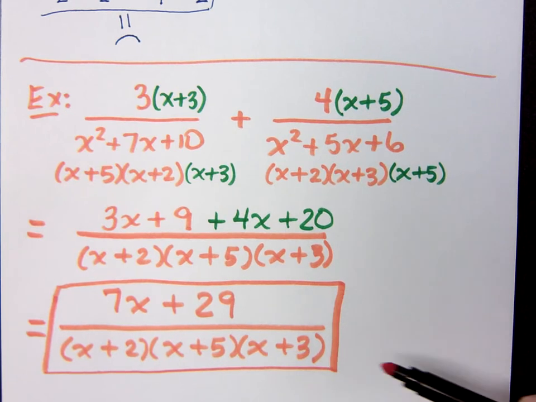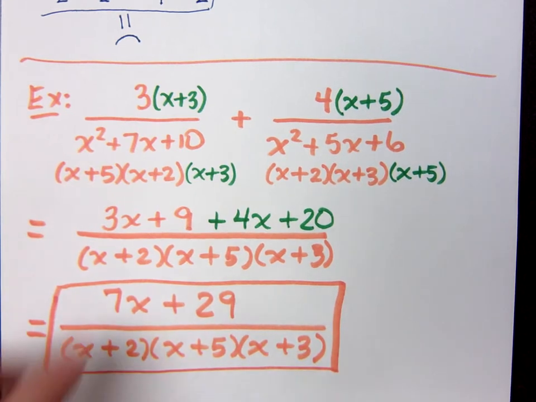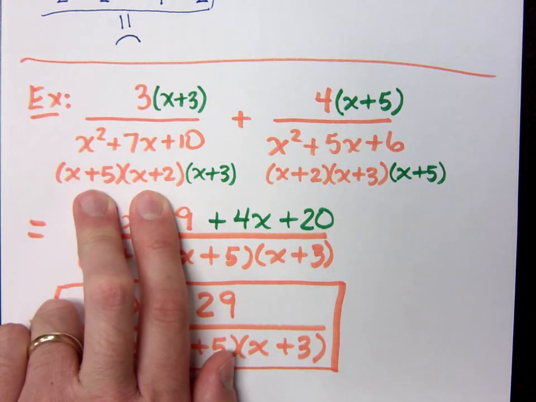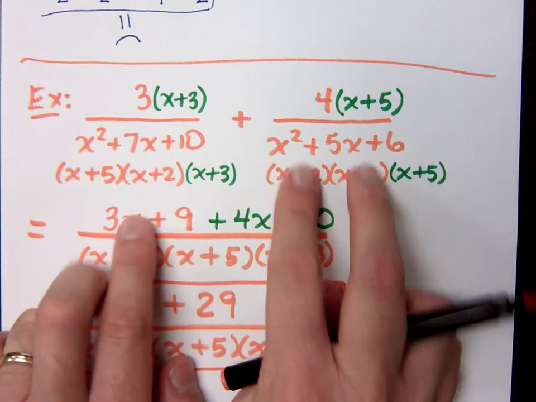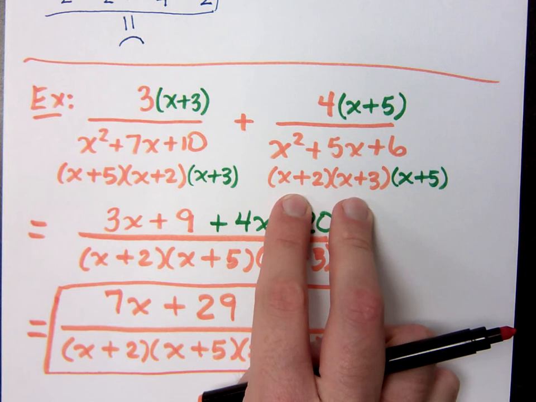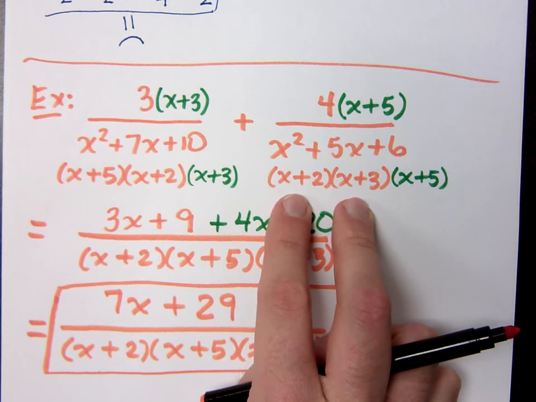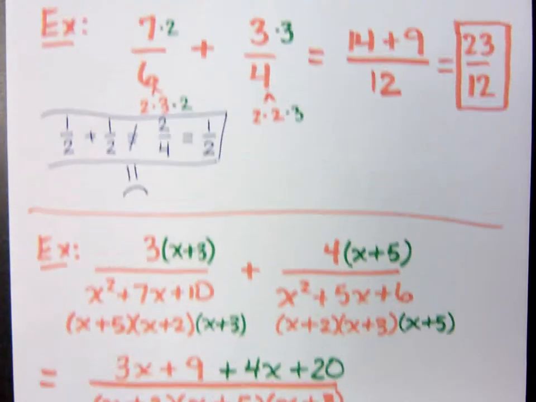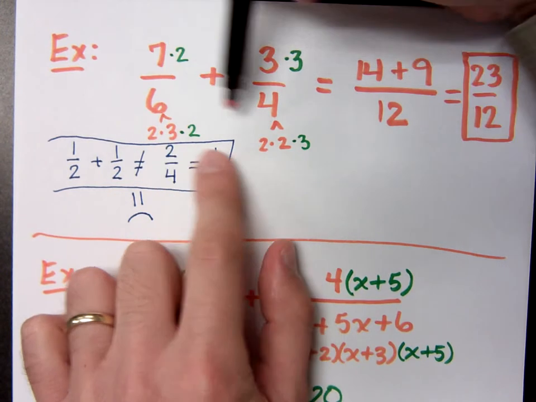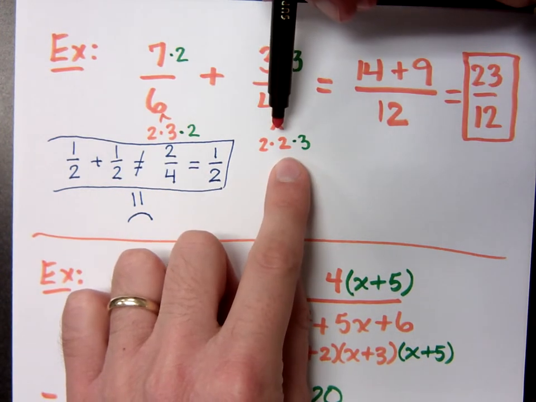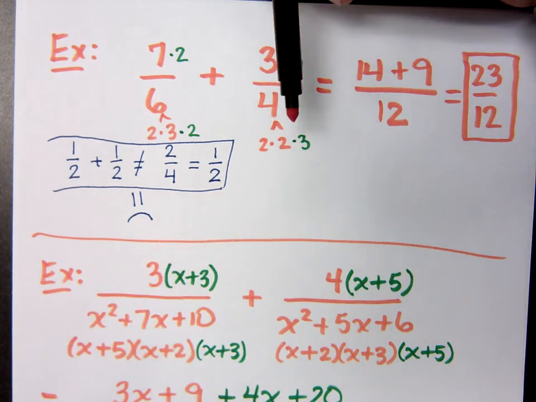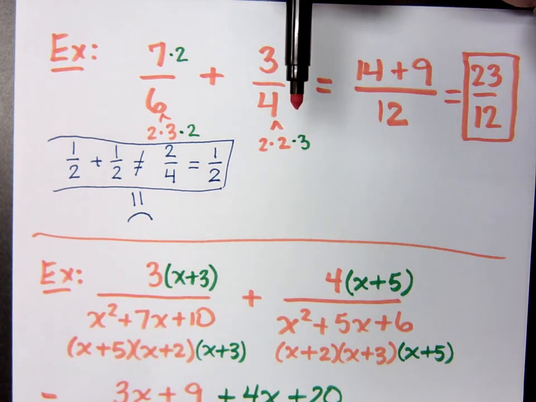When you factored out x squared plus 7x plus 10, that's basically factored as x plus 5, x plus 2. And you factored out x squared plus 5x plus 6, this factors as x plus 2, x plus 3. But they're not the same, right? Just like above, 2 times 3 is not the same as 2 times 2. It's not borrowing, it's you're putting in the missing factor so that everybody has the same thing.